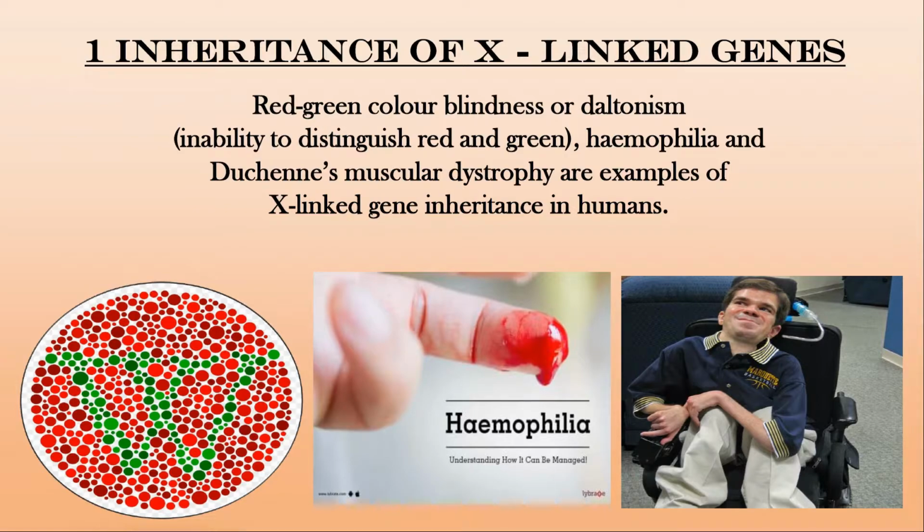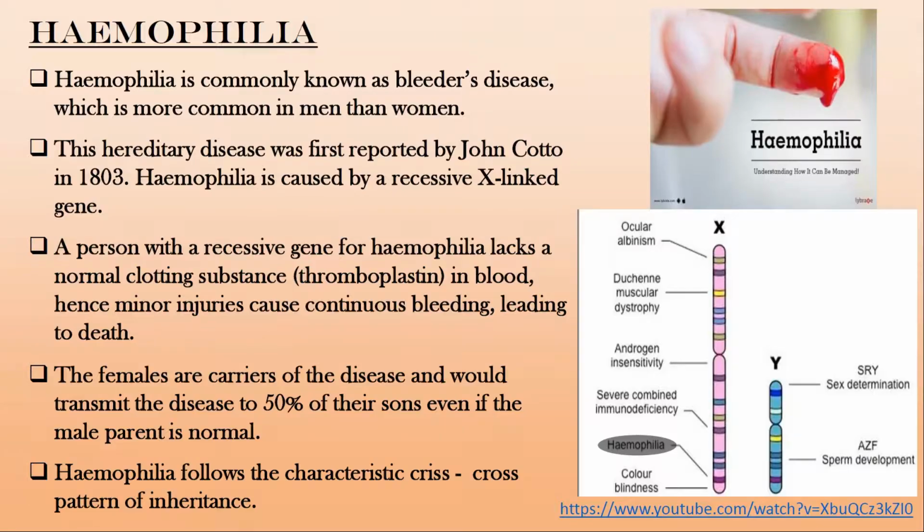The next condition is hemophilia. Hemophilia and Duchenne muscular dystrophy are examples of X-linked inheritance in humans. So three are listed in your book: red-green color blindness or daltonism, hemophilia, and Duchenne muscular dystrophy as X-linked inheritance. First, let us learn hemophilia.